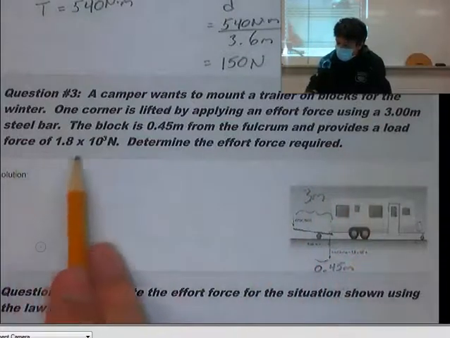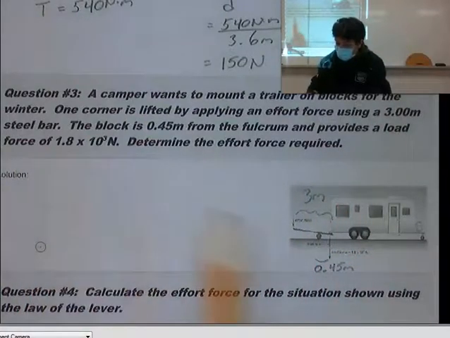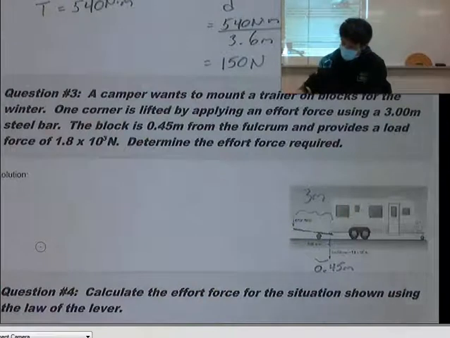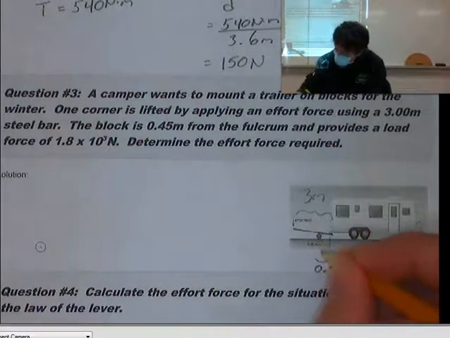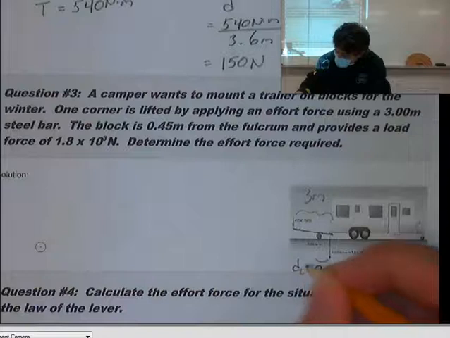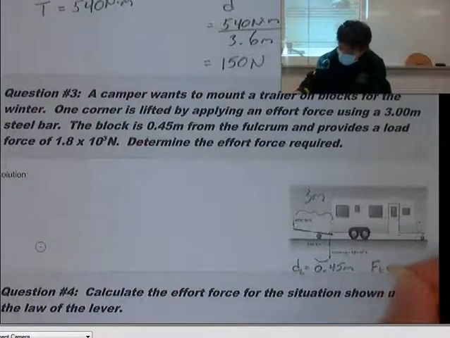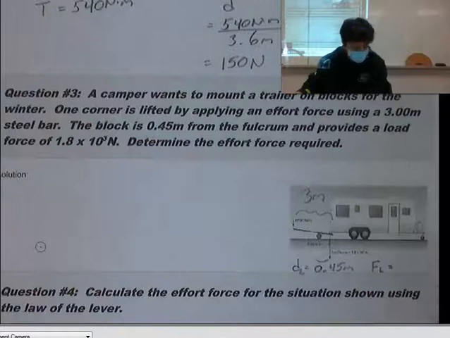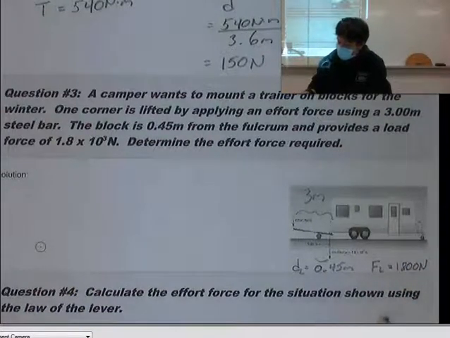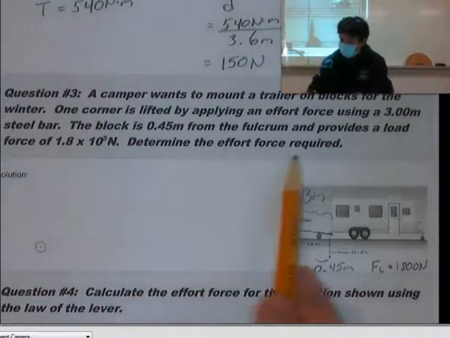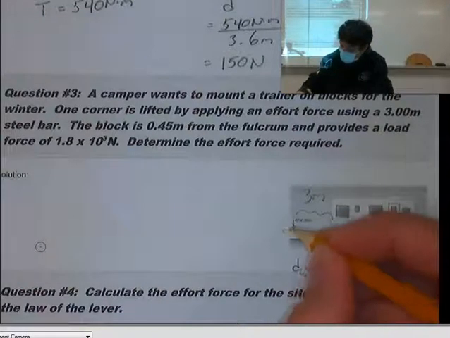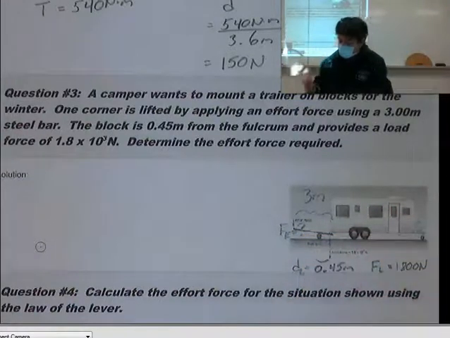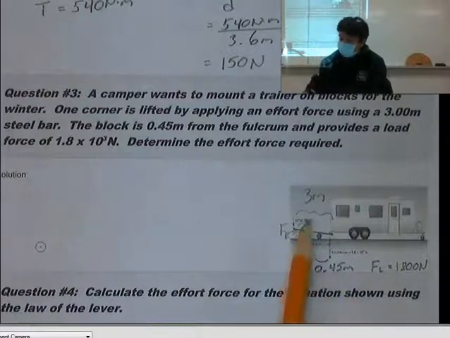and provides a load force of 1,800 newtons. So this is called our load arm, and our load force is 1,800 newtons. We need to determine the effort force. So right here, what's that effort force? Now to do that, notice that this 3 meters is not the effort arm.